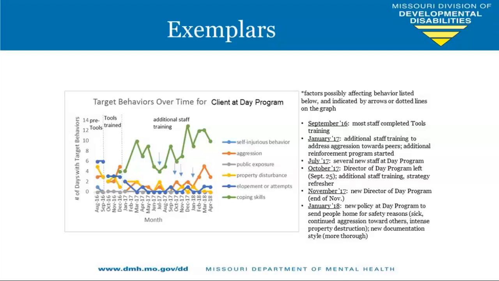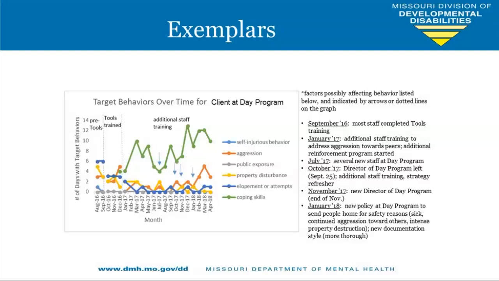And then if you look at the last arrow that points down, you still see coping skills are increasing, most problematic behavior stays relatively low, but you're seeing aggression tick up. Well, look at what that says. January 2018, new policy at day program to send people home for safety reasons, and new documentation style, more thorough. So could be you're getting better documentation.